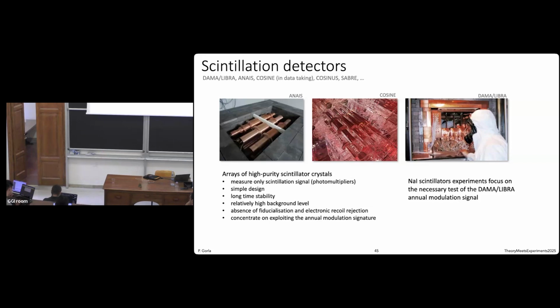Since there was no way to reproduce the signal in detectors different from sodium iodide, people started to build experiments with sodium iodide. There are a number of experiments all around: ANAIS in Spain in Canfranc Lab, COSINE in Korea, at Yangyang Lab, and now the new Korean underground laboratory. There are others. SABRE at Gran Sasso is nowadays delayed with respect to the others, but has detectors that have a level of purity comparable with the DAMA crystals.